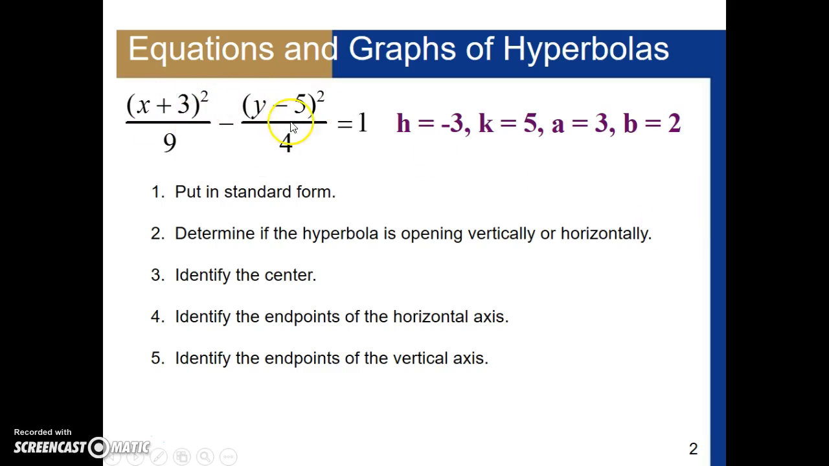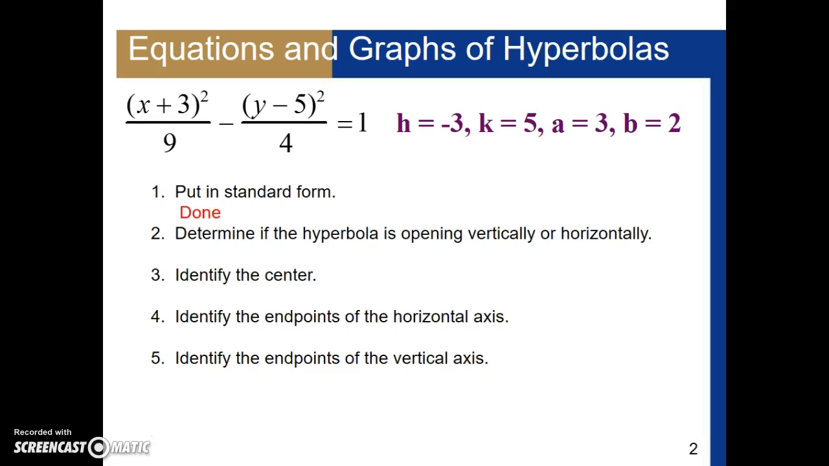So, for example, here is a hyperbola, (x + 3) squared over 9 minus (y - 5) squared over 4 equals 1. And the four things that we can get just from this equation are the x-coordinate of the center point is -3, the y-coordinate is +5, a is a value of 3, and b is a value of 2. So we need to put it in standard form, which we've done.